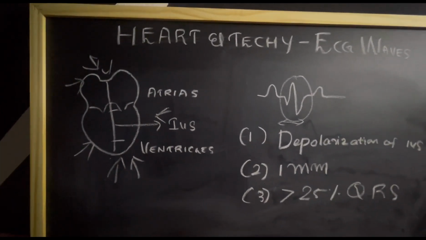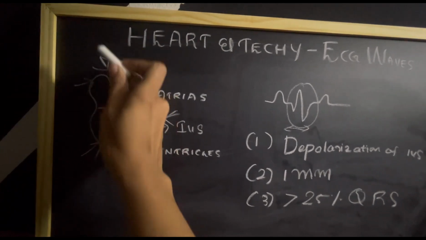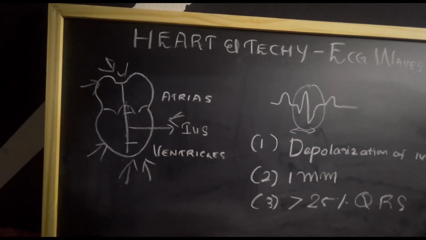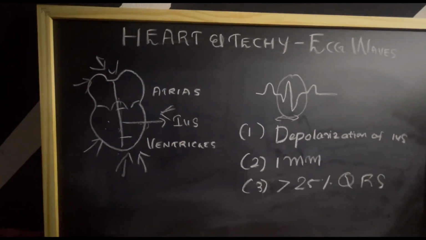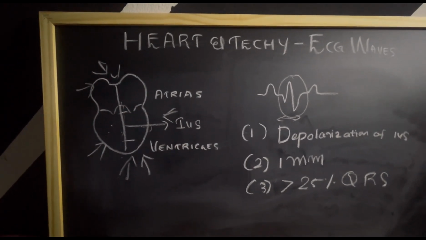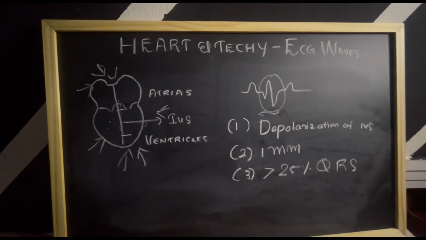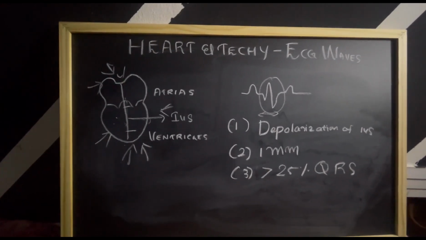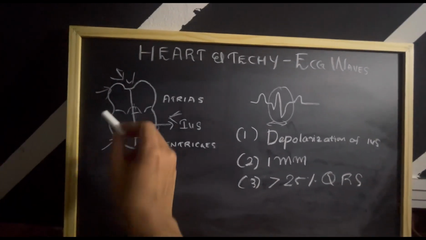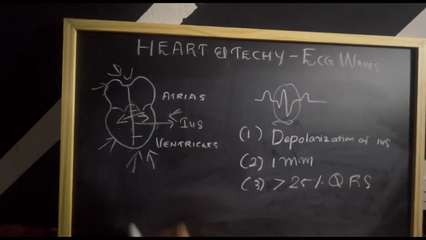So what is meant by the interventricular septum? The interventricular septum is the muscular layer which separates the two ventricles. So when the ventricle first contracts, the contraction originates in the interventricular septum. First, this septum will move towards the left, then it will move towards the right.